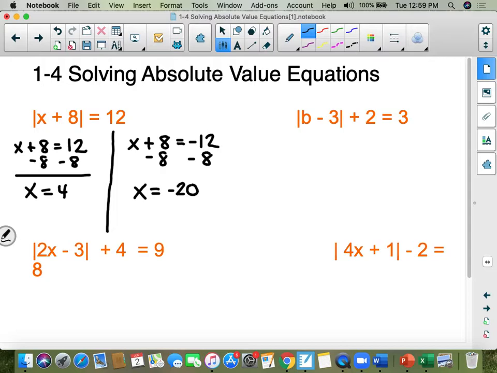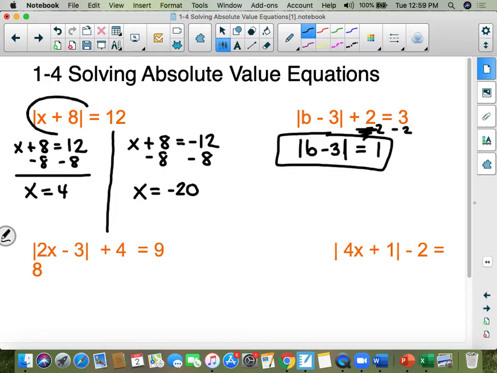Okay, now it's getting a little bit more difficult because I think you've got that part. Before you guys can break it up, notice that there's a +2 next to the absolute value. Before you break it up, you have to subtract 2 from both sides. Subtract 2, and you have a 1. It must look like this first. You must get the absolute value alone before you break it up into your 2 equations.